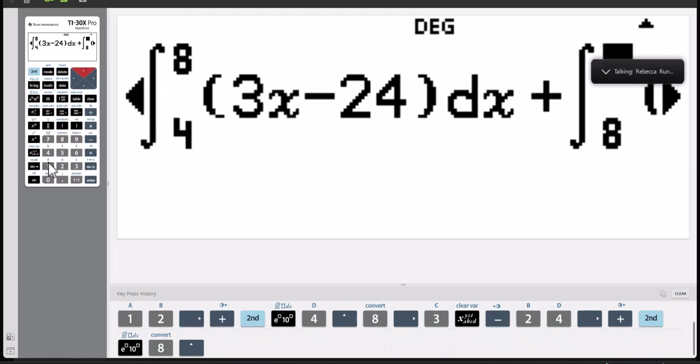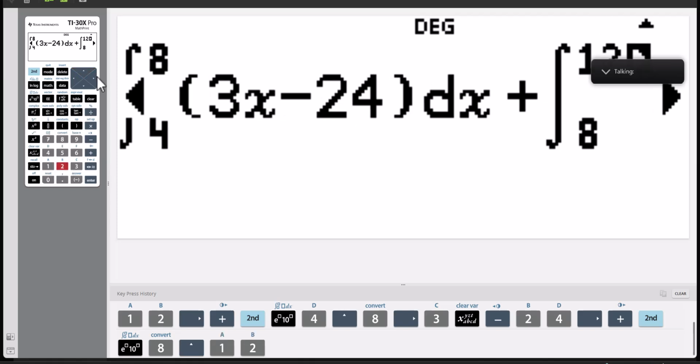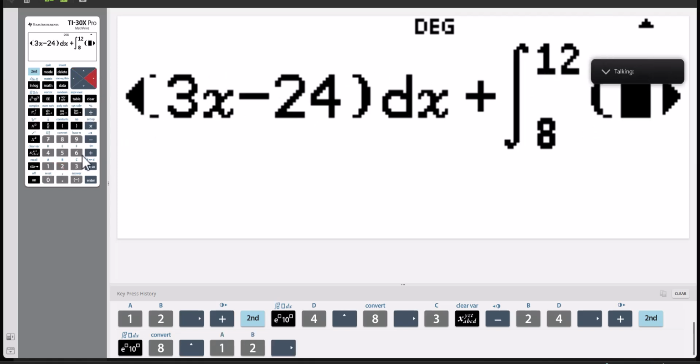Did y'all know this calculator did this? I have no idea. Yeah. I saw the button on that. That's crazy. Yep.